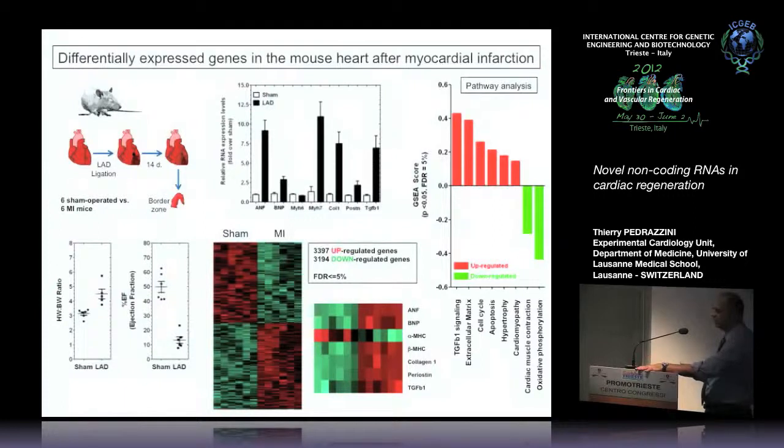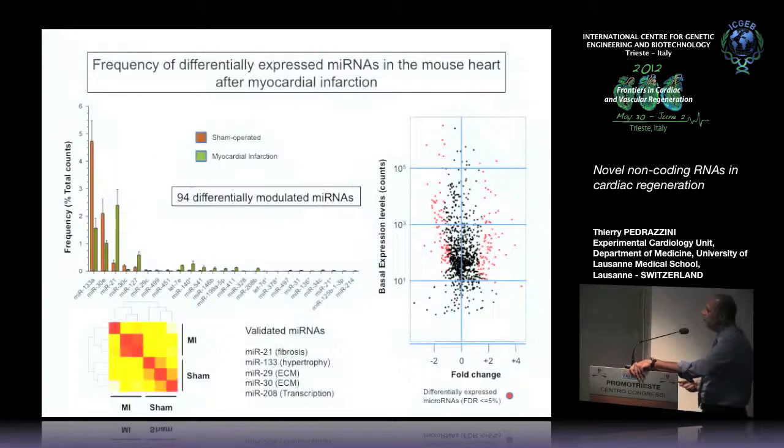So these are the first data. This is just to show that the system works. Obviously, we have the expected remodeling and decreased function in these animals. We took 6 sham-operated animals versus 6 MI mice, and you have the expected upregulation of the fetal gene program. We detect modulated genes, about 6,000 genes, and modulated pathways as expected. Now, in terms of microRNA, we have identified 94 differentially modulated microRNA in this situation.